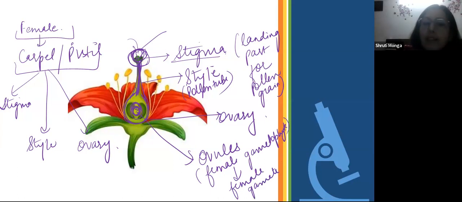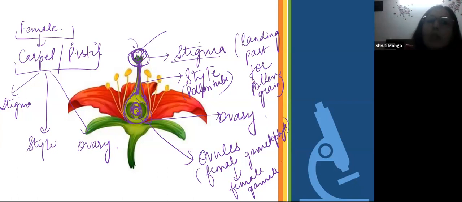Pollen tube is coming and bringing the pollen grains with it. Okay, and pollen grain we know has a male gamete in it. So the male gamete reaches the ovule. It gets an egg over here, the female gamete. When the male and the female gamete meet up, fertilization will take place. And after fertilization, the end result is zygote. Zygote formation takes place.